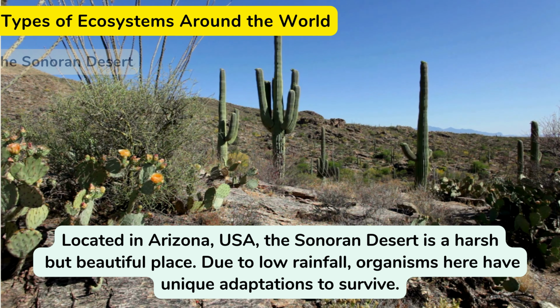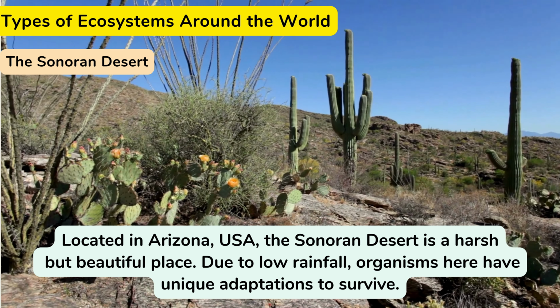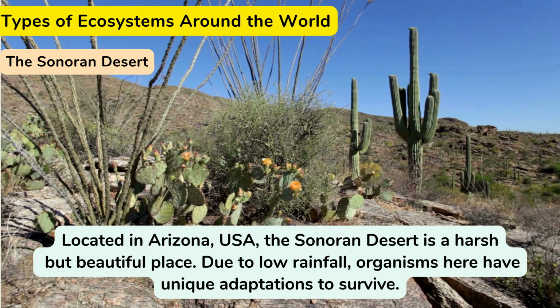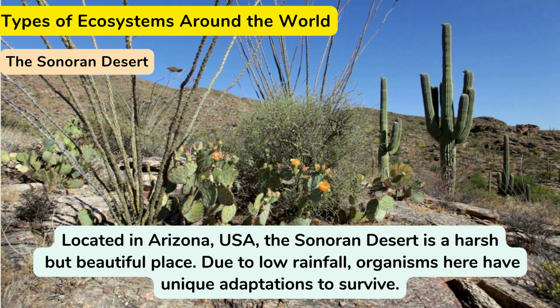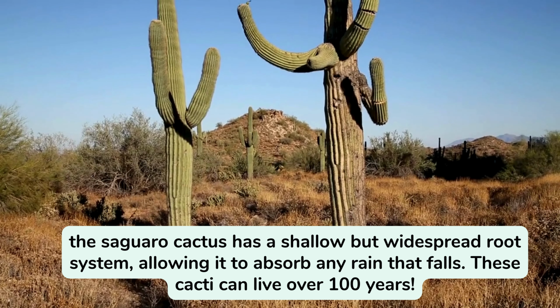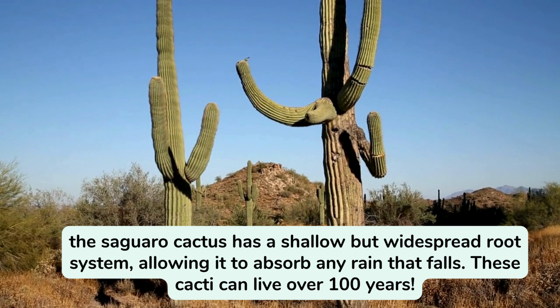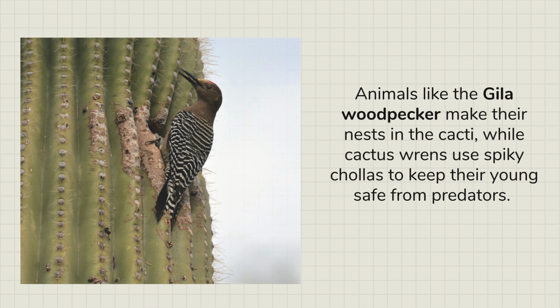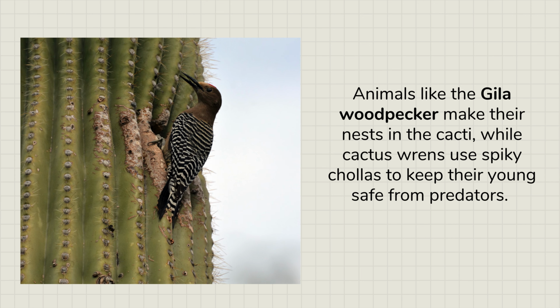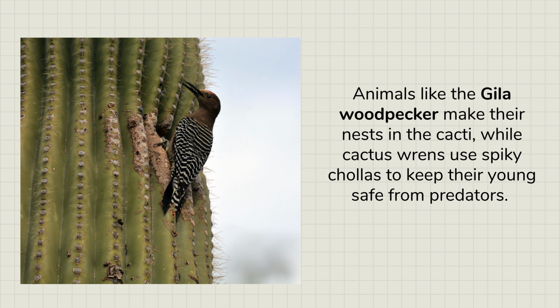Located in Arizona, USA, the Sonoran Desert is a harsh but beautiful place. Due to low rainfall, organisms here have unique adaptations to survive. For example, the saguaro cactus has a shallow but widespread root system, allowing it to absorb any rain that falls. These cacti can live over 100 years. Animals like the Gila woodpecker make their nests in the cacti, while cactus wrens use spiky chalice to keep their young safe from predators. This is a great example of how life finds a way even in challenging conditions.